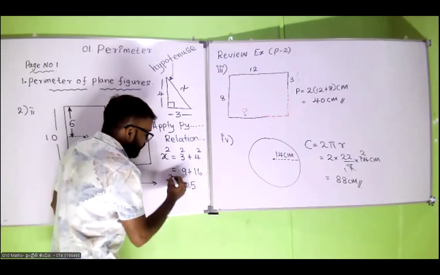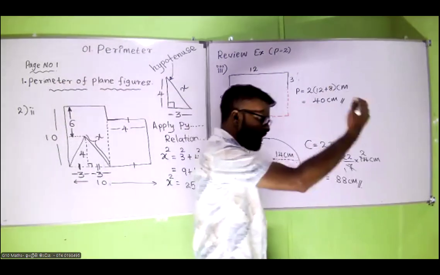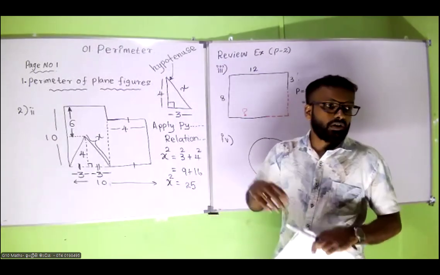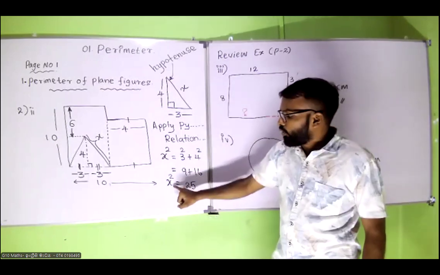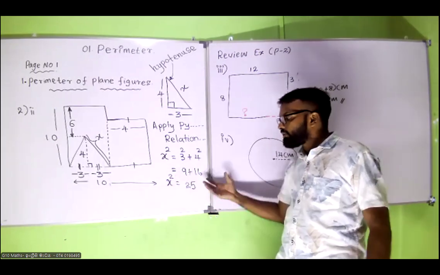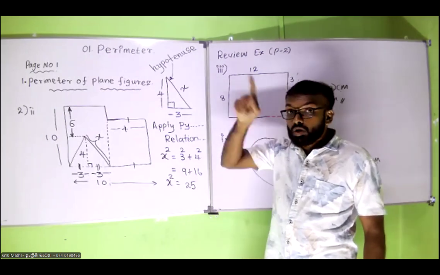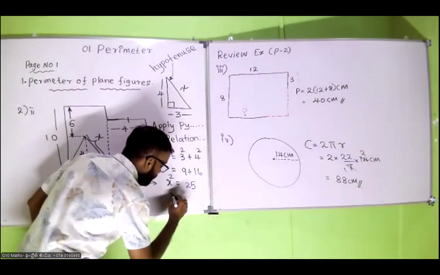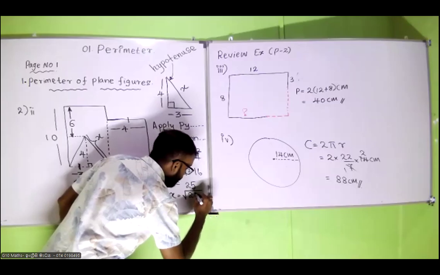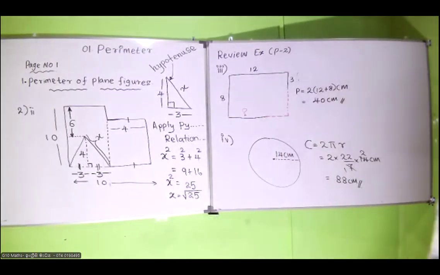So 25 is equal to x to the power 2. When you have the square term and it goes to the other side of the equal mark, if you want to get rid of this power 2, what would it become? It would become the square root of 25. X equals the square root of 25.